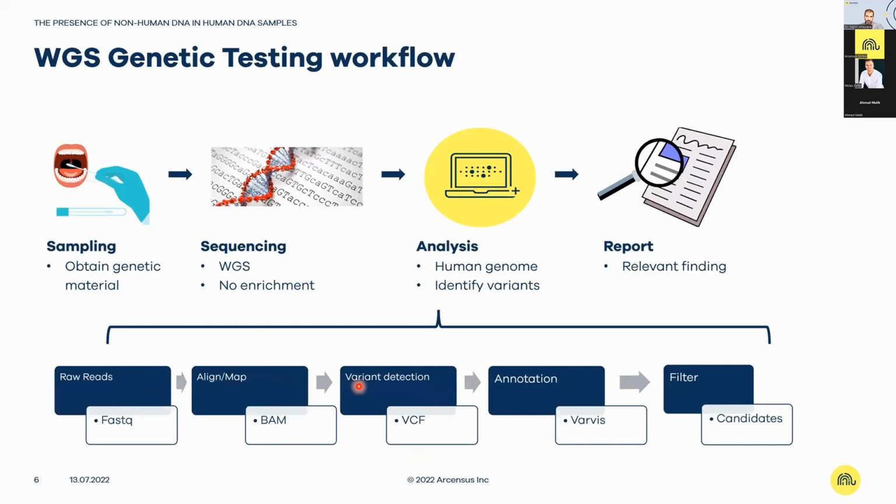And then at this stage, where we try to identify the variants, we try to look for differences between the sample that is sequenced and a reference genome. And this reference genome is a fixed reference that contains the DNA sequence that is used universally by all diagnostic labs, and then the variants are identified.